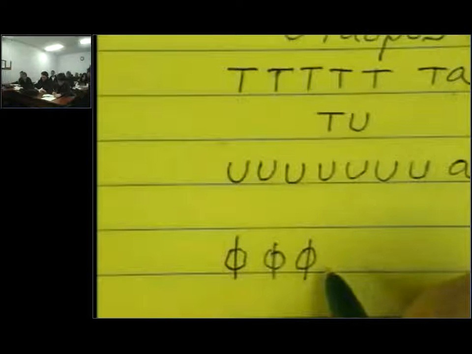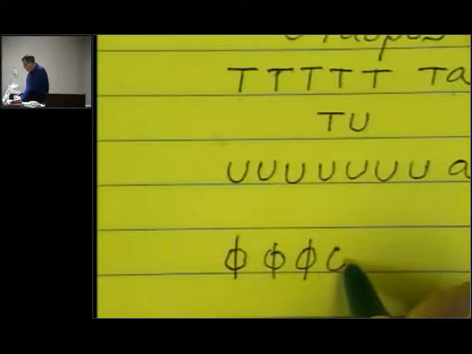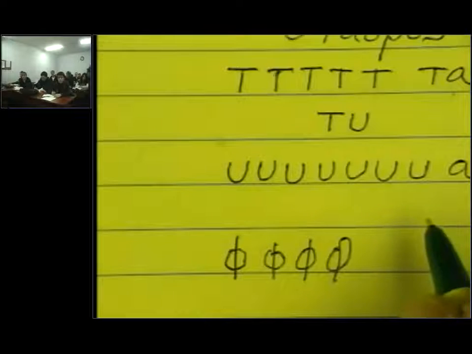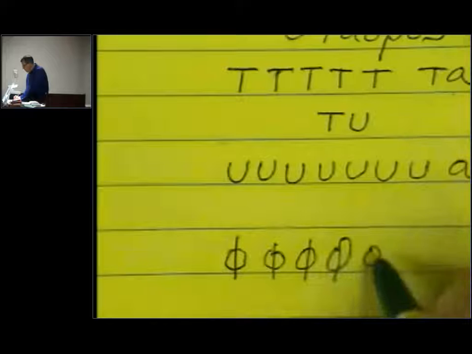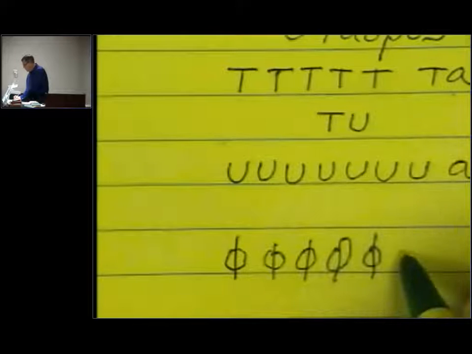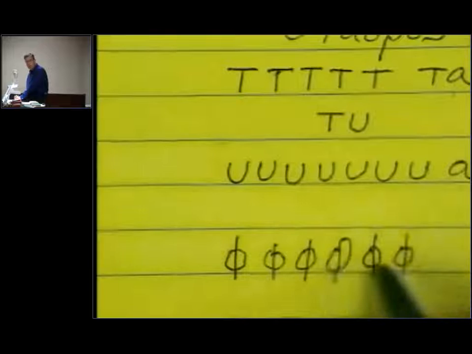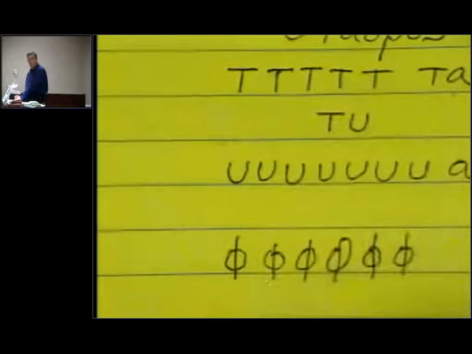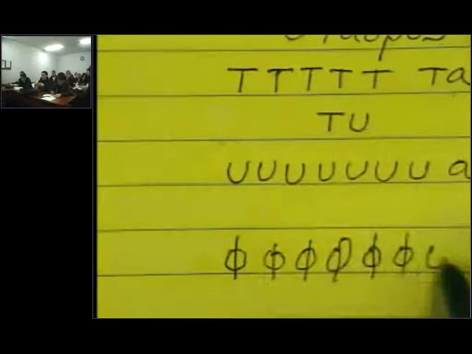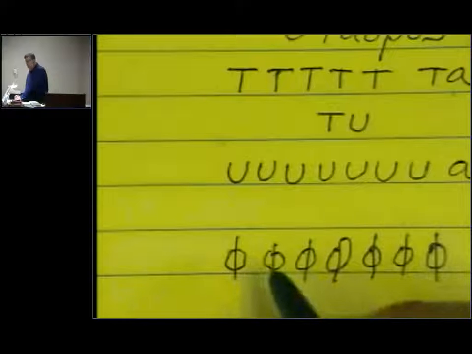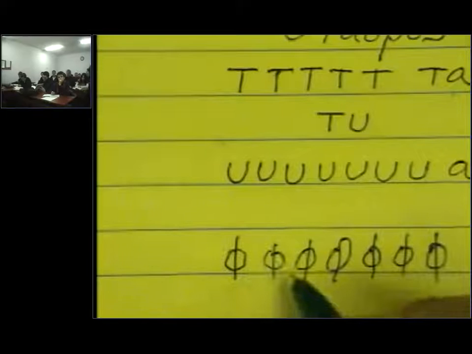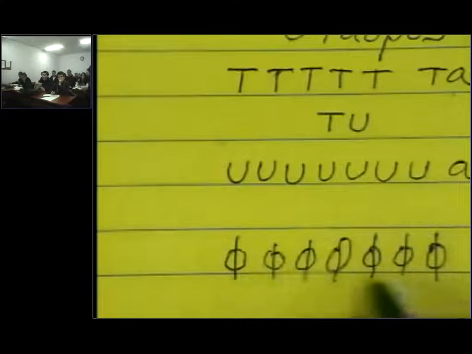Now, some teachers will teach you to draw it like this. But it's the same. Different printers of Greek text will print it different ways. And different publications of Greek text will have different fonts. But it's phi.